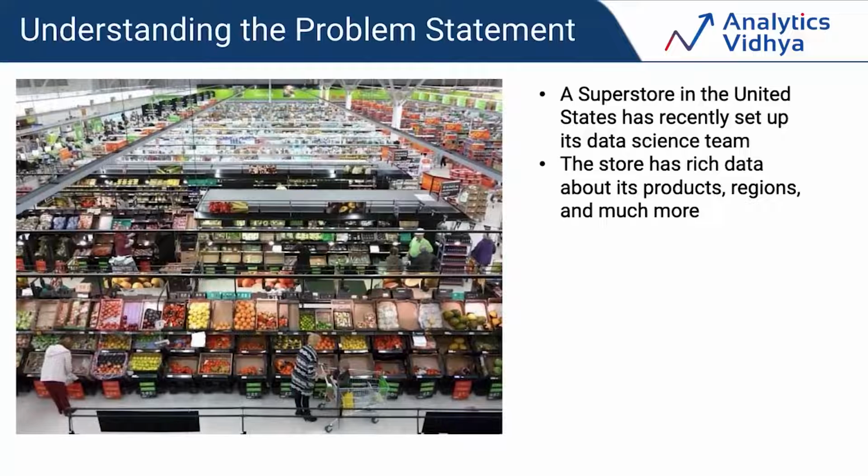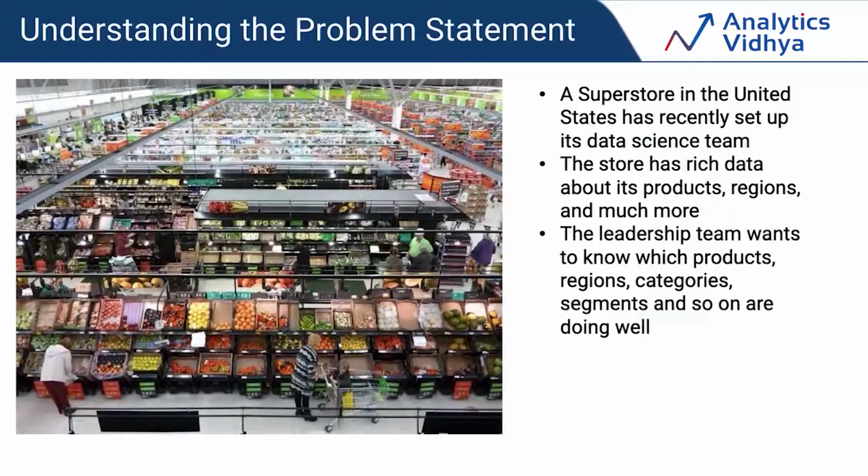Luckily for them and for us, Superstore has a lot of data about its products, the different regions in the US where the products are bought and shipped to, and honestly a lot of other variables. So, the Superstore leadership team wants to know which products, categories, subcategories, regions, segments, etc. are doing well in terms of sales and which aren't. This will help them create segments to decide which regions to focus more on, which products need their attention, which perhaps products or categories need to be cut, and so on.